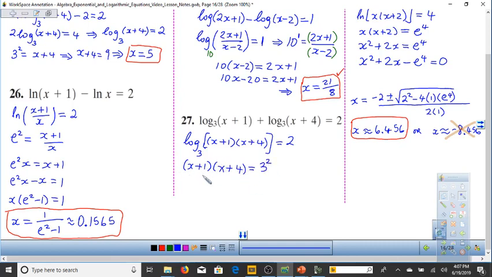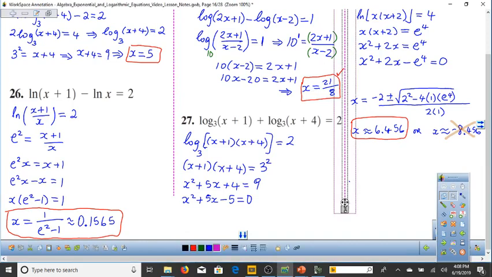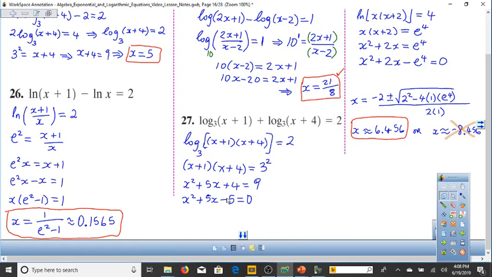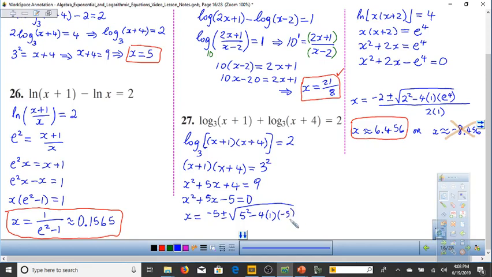We'll have to distribute this side. That gives us x squared plus 5x plus 4, and the right side is 9. So we have x squared plus 5x minus 5, which is equal to 0. So with this one here, I think if you try to do this one by factoring, you'll get stuck because the discriminant is not a perfect square. So we will have to solve this equation by using the quadratic formula. So we have x is equal to negative b plus or minus the square root of b squared minus 4 times a times c divided by 2a.